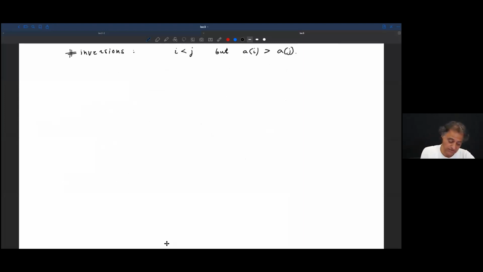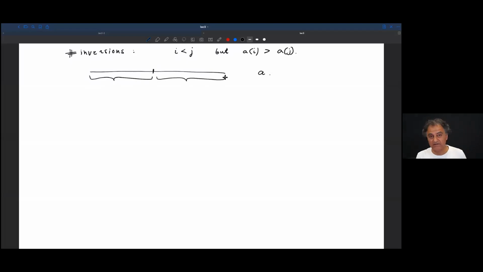So here's an idea. We could take our list, this is A, and divide it into two parts. Then we recursively call the left part and the right part. And we don't have to worry about this, because magically the recursion is going to tell us how many inversions there are on the left half and how many on the right half. But now, how do we figure out the total number of inversions?